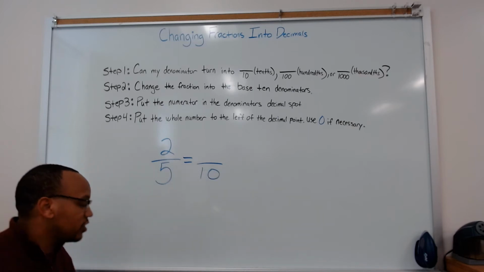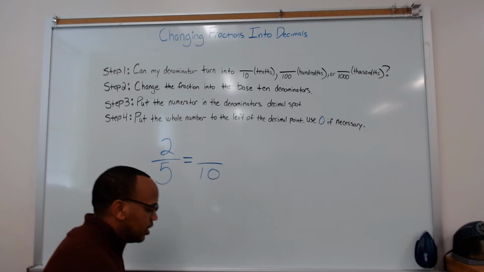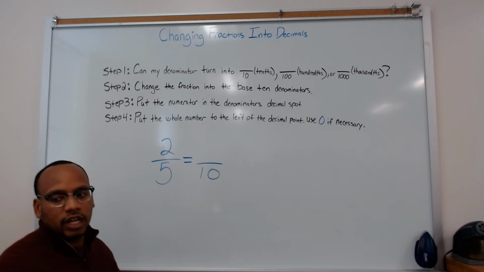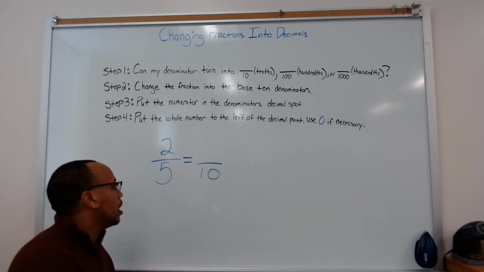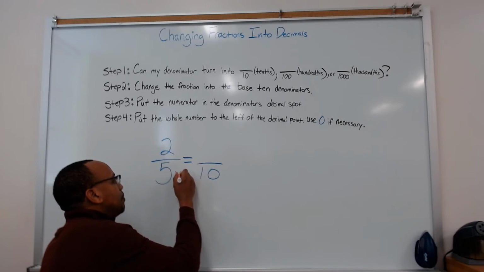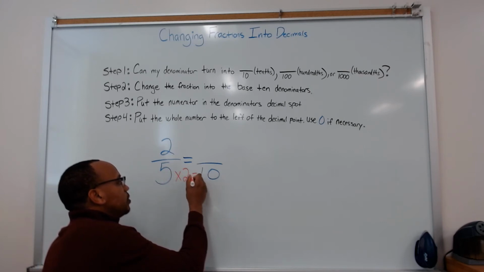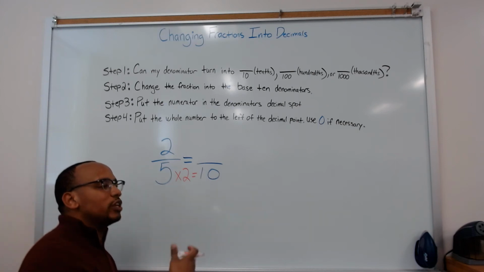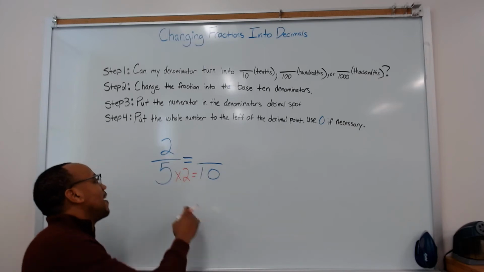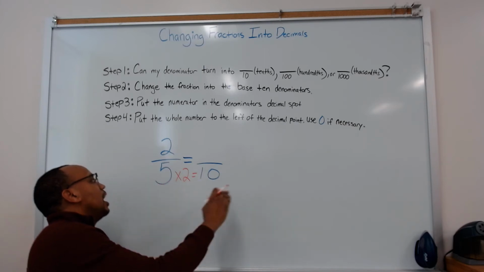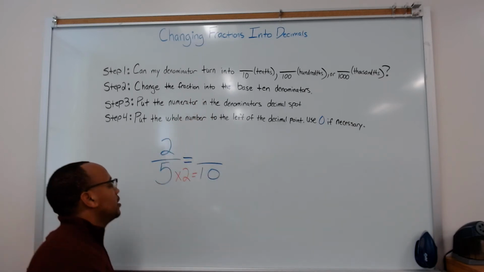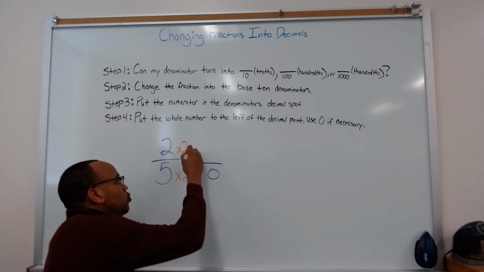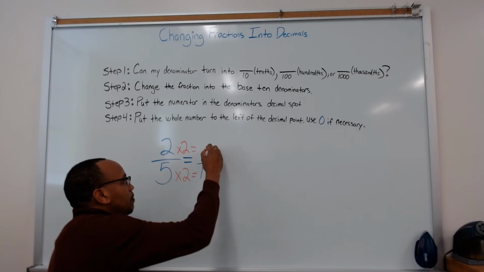Right? So you ask yourself, well, how do I get from 5 to 10? Most people say 5 plus 5 is 10. Right? Well, we're not adding when it comes to converting fractions. You're multiplying. So 5 times 2 is equal to 10. All right? And because I want to keep this fraction equivalent, whatever I did to the denominator at the bottom, I have to do to the numerator at the top. 2 times 2 is equal to 4.